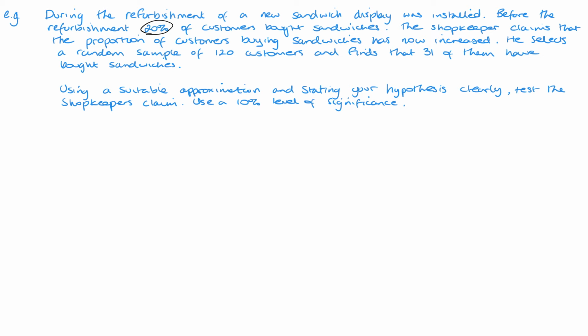Okay. So I can see that n would be 120, won't it? And p would be, in this case, 0.2. So let's get into our hypotheses. H0 is obviously p equals 0.2, expecting it to stay the same. The shopkeeper believes it's increased, so we're looking for p being greater than 0.2. So again, we are looking at a one-tailed test.